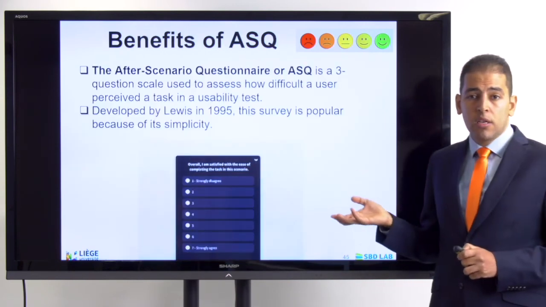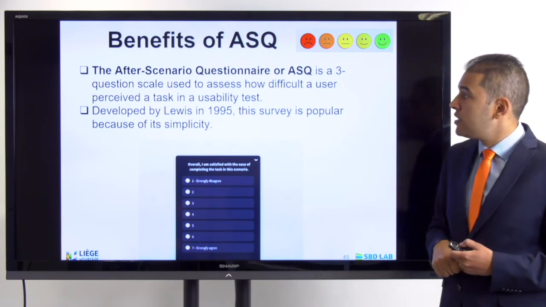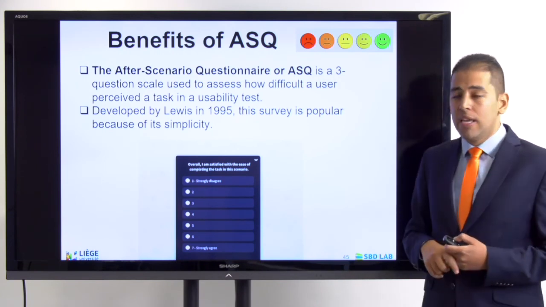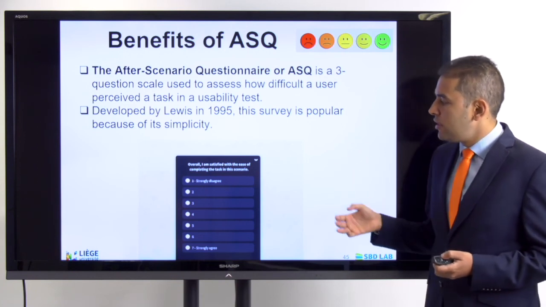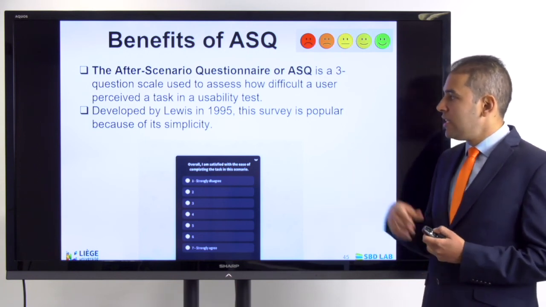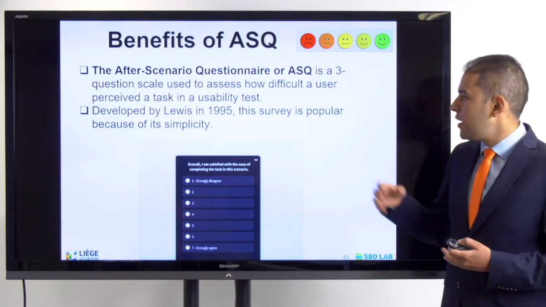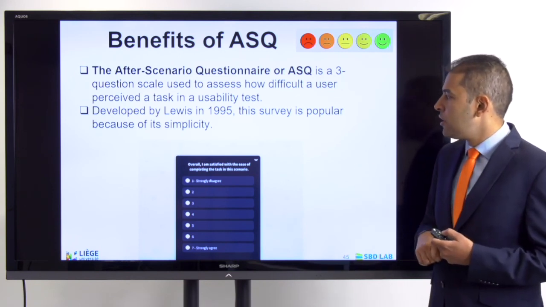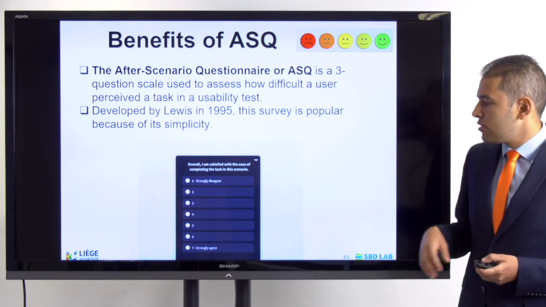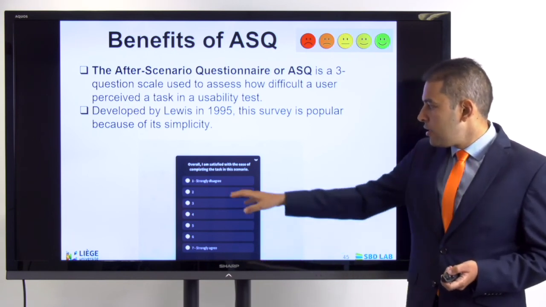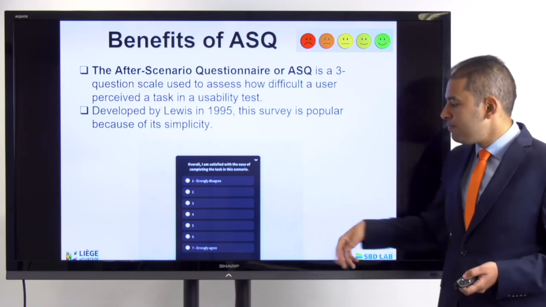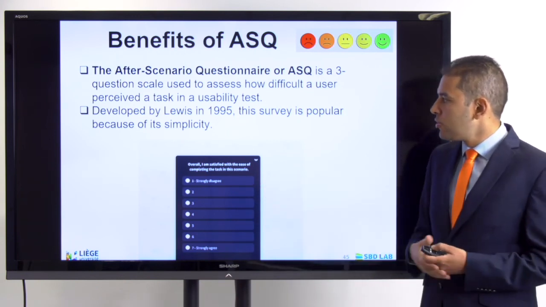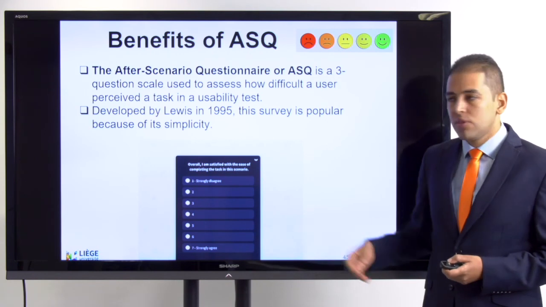Another interesting type of questionnaire is the after scenario questionnaire, or the ASQ, which is simply a 3-question scale used to assess how difficult a user found a task in a usability test. Also, it's developed by Lewis in 1995. This survey is popular because of its simplicity. As you can see, the question is, overall, I'm satisfied with the ease of completing the task in this scenario. And then you can give your evaluation in a Likert scale 1 to 7.